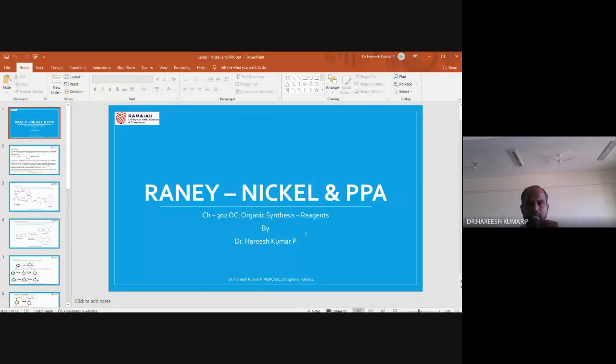Okay, first let's look into what is Ra-Ni nickel. And before that, you should be aware of what a reagent is. In a reaction, there will be a reactant, a product, and a reagent. A reactant may be converted into a product. A reagent may be responsible for the conversion of a reactant to the product.